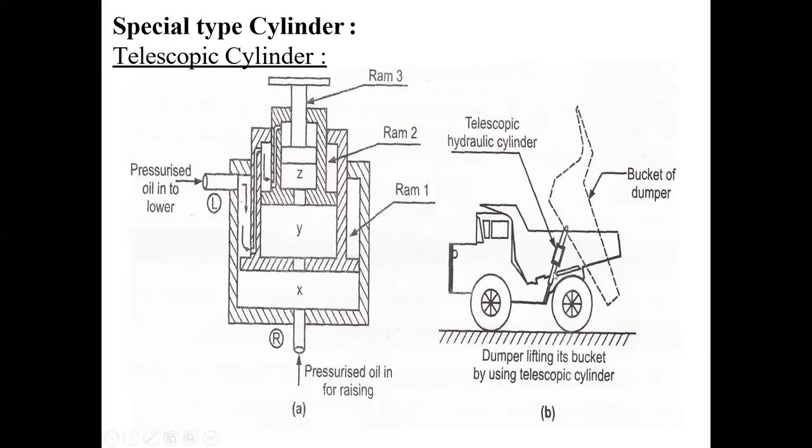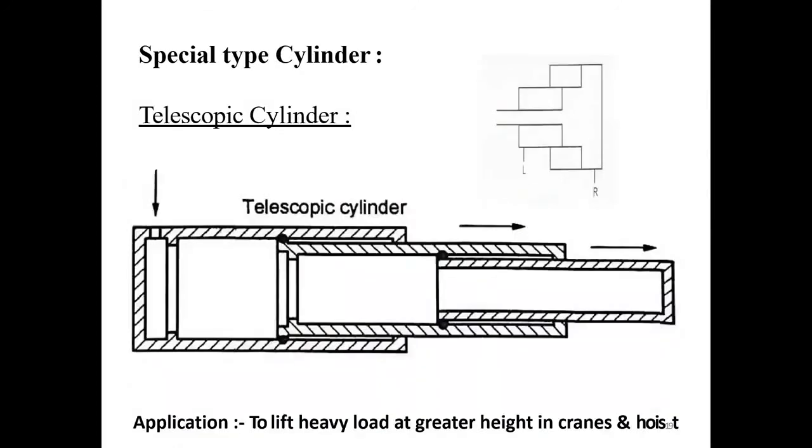You see in dumper lifting here, one by one the cylinders are coming out, and for this kind of application we are using telescopic cylinder, where the cylinders come out one by one, producing a high or more linear displacement there. Telescopic displacement can be shown by this diagram also.